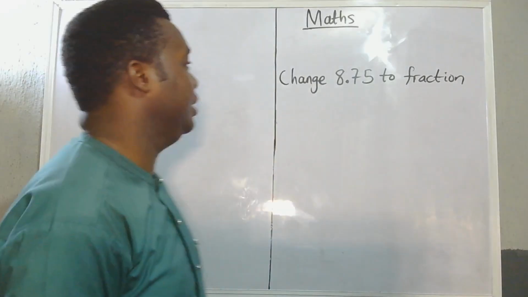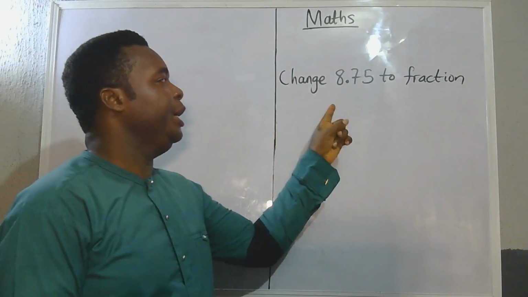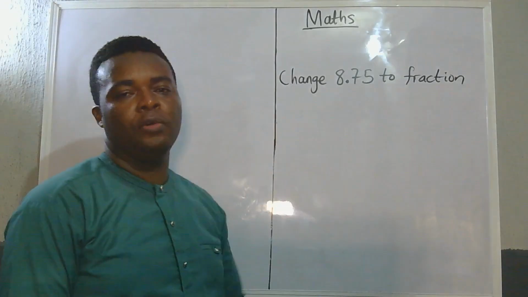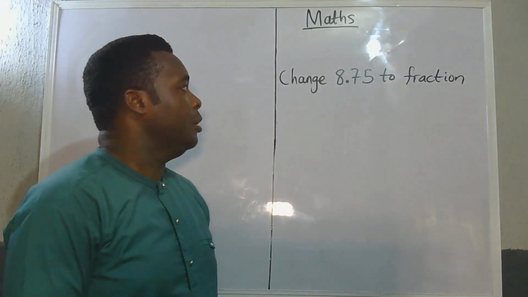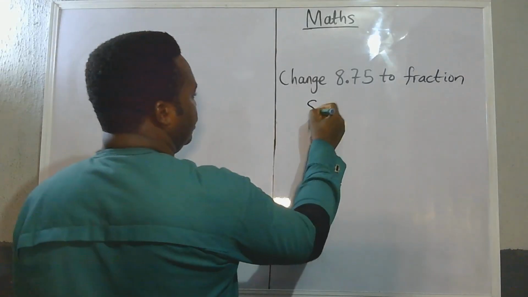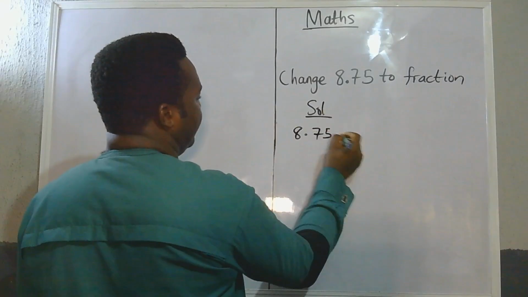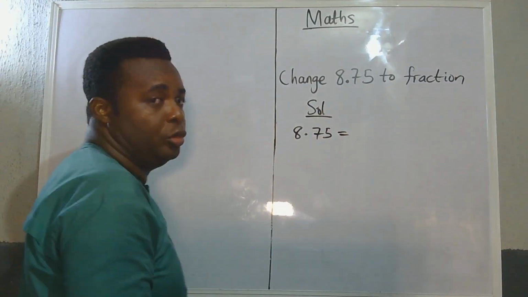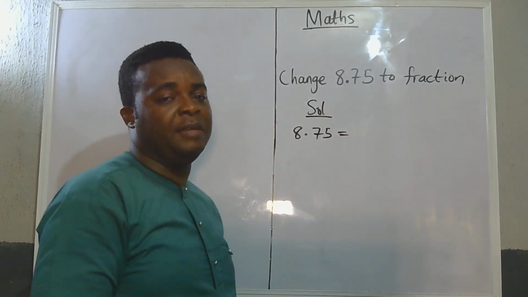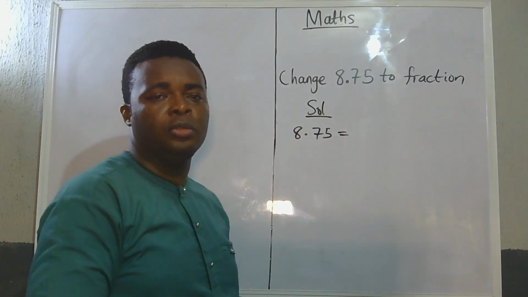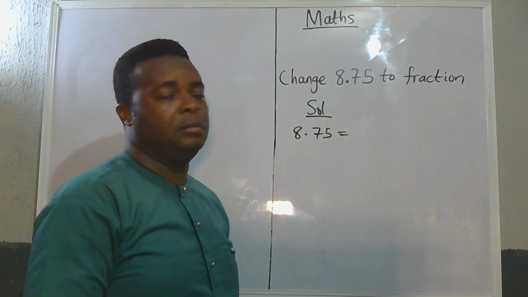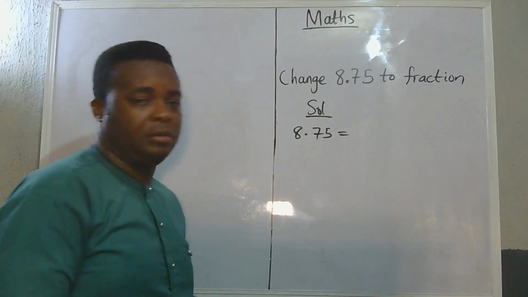Now we have a question on the board. Change 8.75 to fraction. Alright, so solution: 8.75 equals... We are told to change this 8.75, which is a decimal number, to fraction. Do you understand? Now, take note.